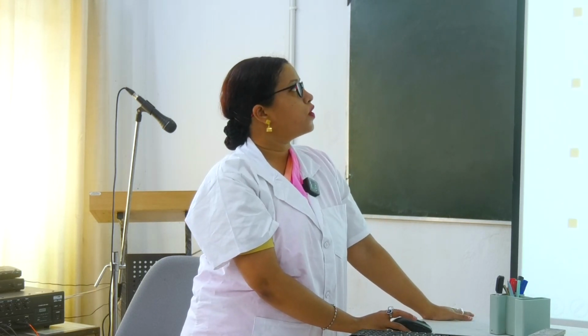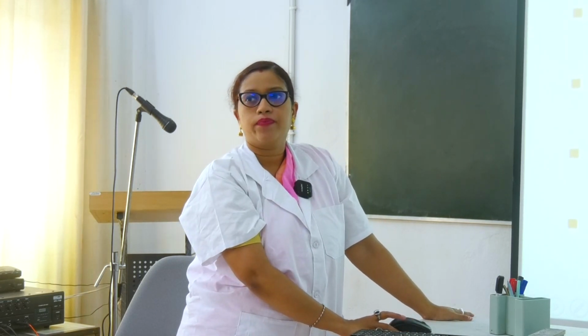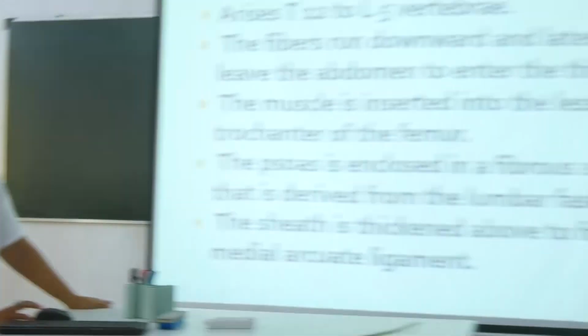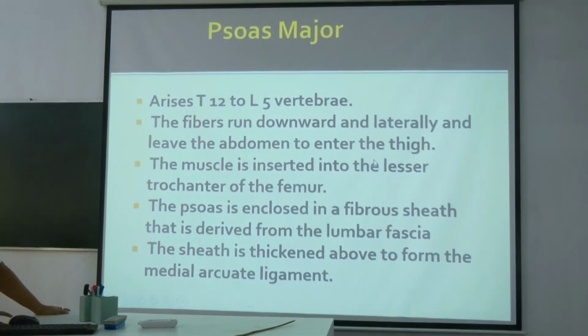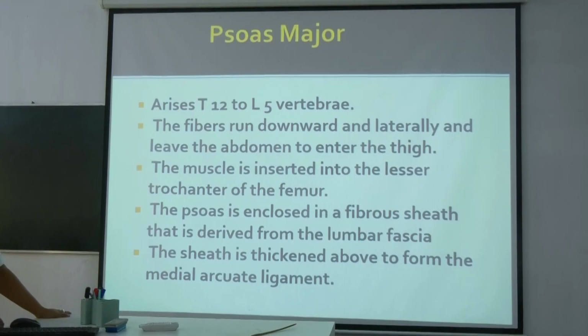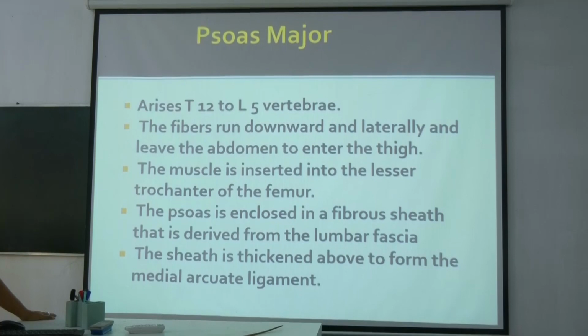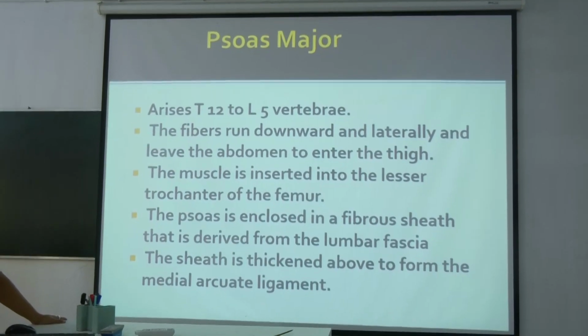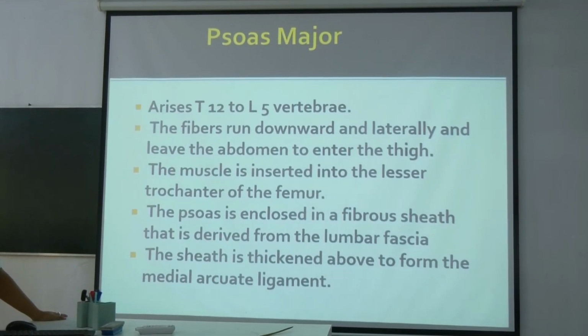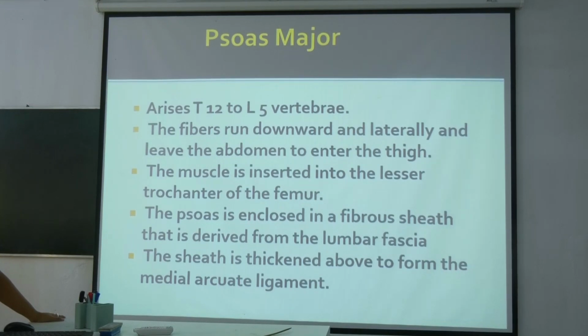So it arises from T12 to L5 vertebra. Okay, already I have discussed. Tell me the insertion of iliopsoas. Have you read it in the lower limb? Which trochanter? Lesser trochanter. Lesser trochanter. What will the nerve supply be? The nerve supply of psoas major. What is written?